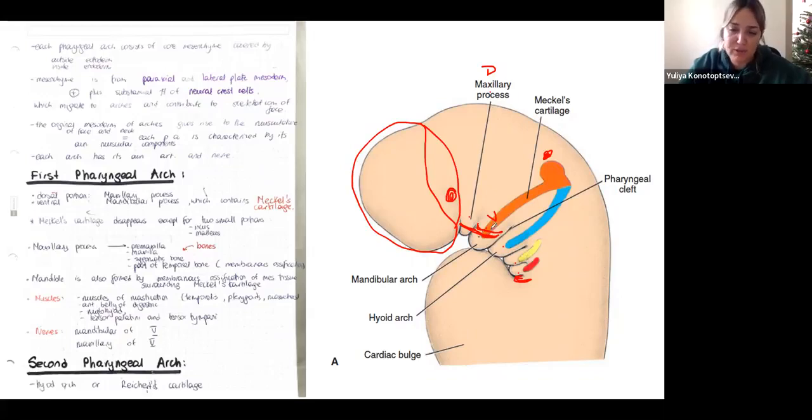Inside of the mandibular prominence, it's a mistake in the book, it's not an arch, right? It's a prominence of the first pharyngeal arch. Inside of the mandibular prominence, we can see a cartilage. And this cartilage is known as the Meckel's cartilage.